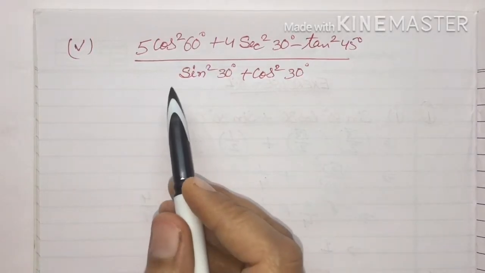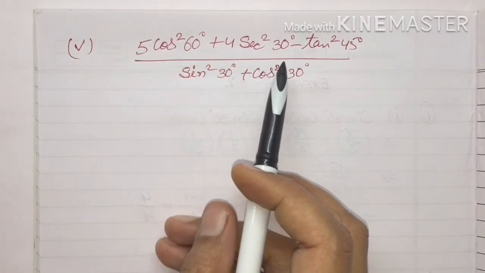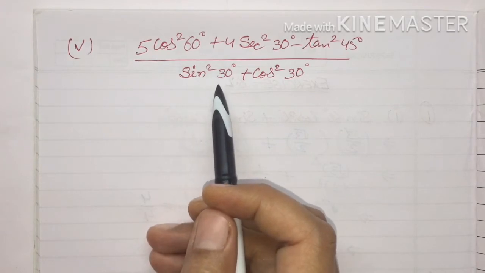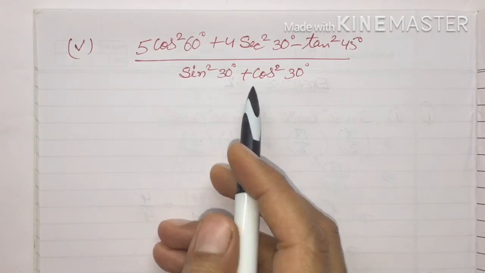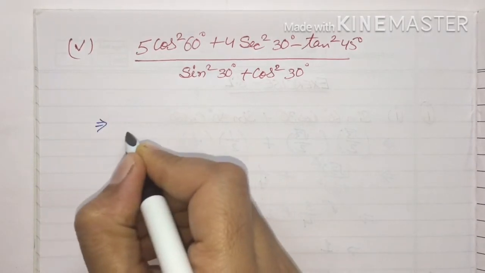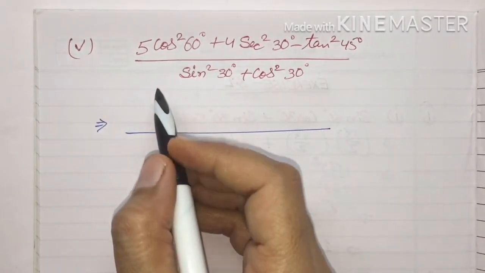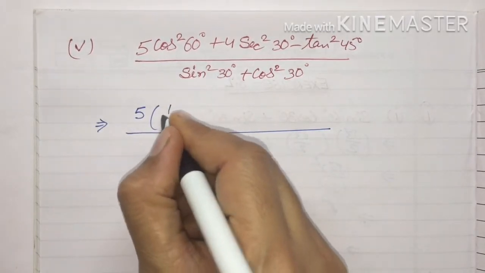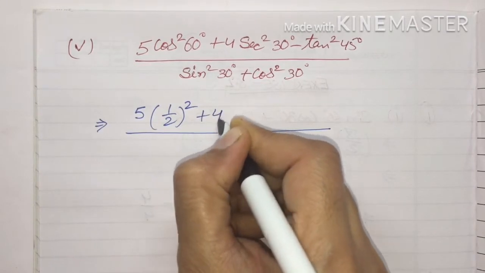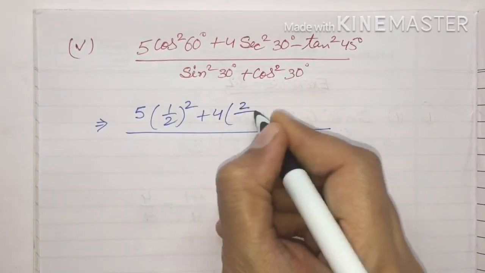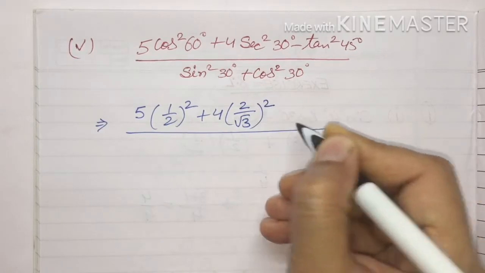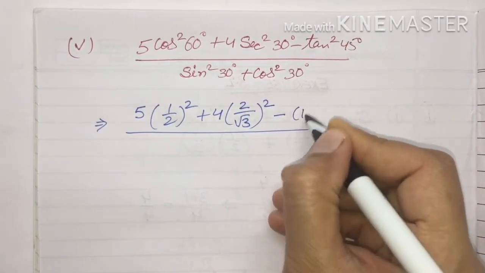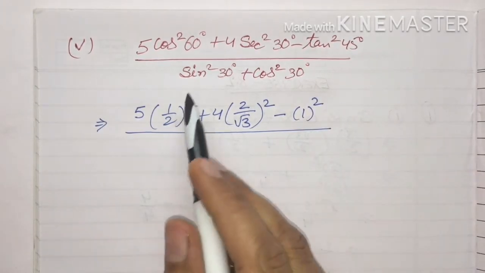Fifth part, 5 cos square 60 plus 4 secant square 30 degree minus tan square 45 degree upon sin square 30 degree plus cos square 30 degree. So we will put values. This is the line in the numerator, 5 cos square 60 degree. So 5 into cos 60 is 1 upon 2 square of that, plus 4 secant 30 is 2 upon root 3 square of that, minus tan 45. Tan 45 is 1 square of that. This was in the numerator.